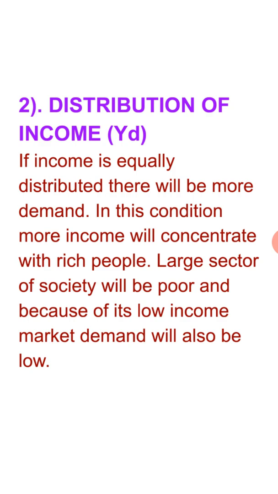And the last element, that is the distribution of income, that is denoted by YD. If there is equitable distribution, then there will be more demand. अगर इकोनॉमी में जो डिस्ट्रीब्यूशन है इनकम का वो इक्विटेबल है तो डिमांड ज़्यादा होगी.